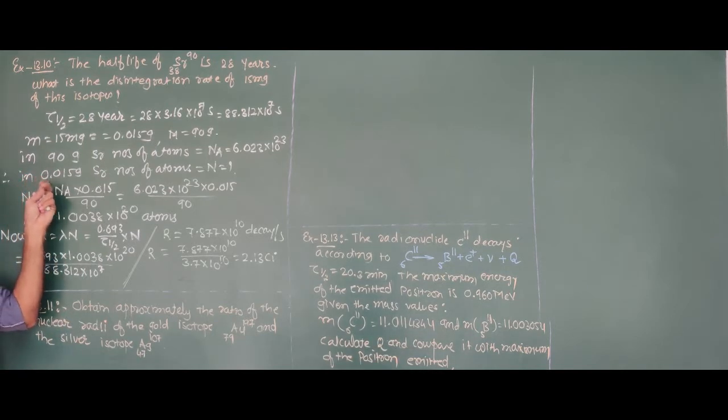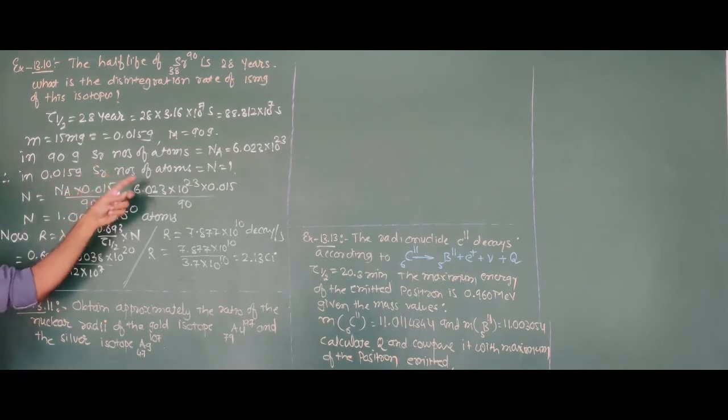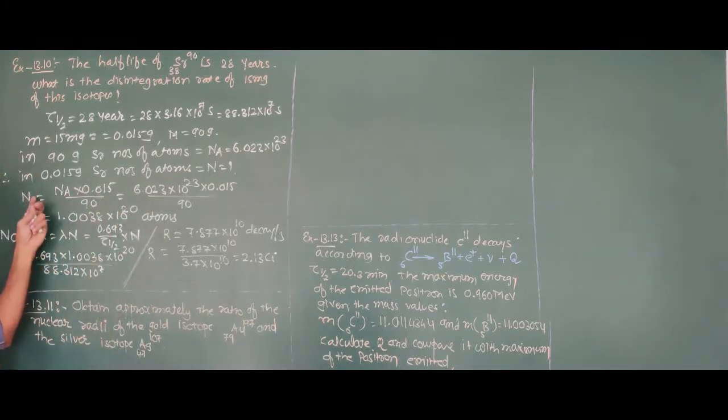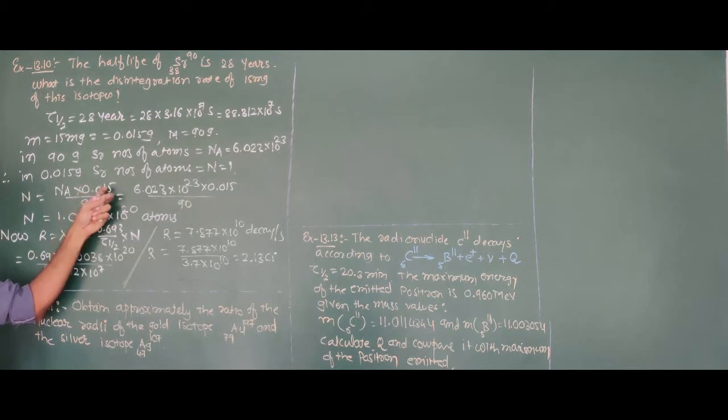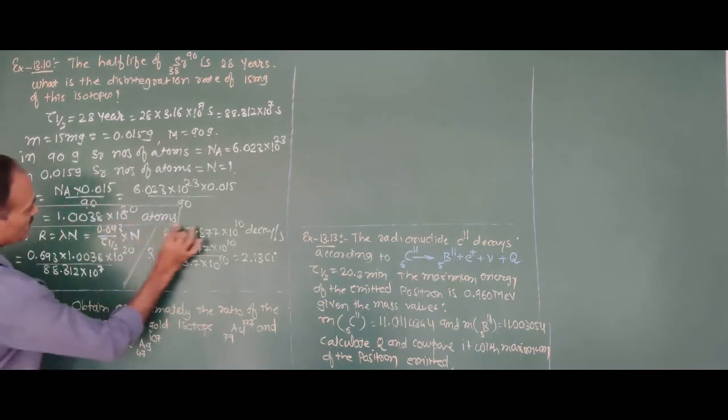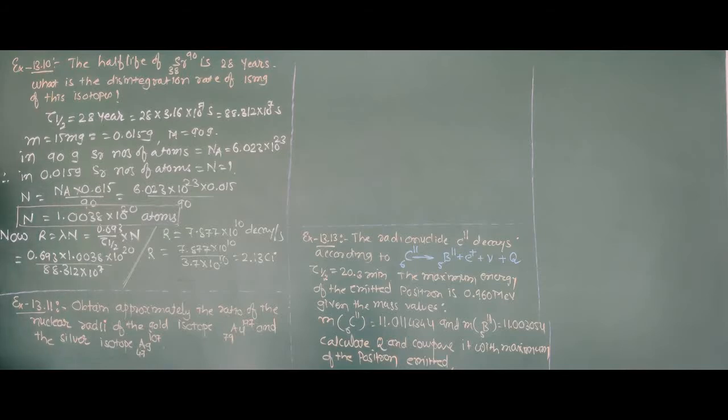Therefore, in 15 milligram strontium, the number of atoms N is equal to... First, we find out N by substituting N_A × 0.015 / 90. Thus, we obtain the number of atoms in 15 milligram strontium. We have to find out the activity of 15 milligram strontium. Therefore, R is equal to lambda N.